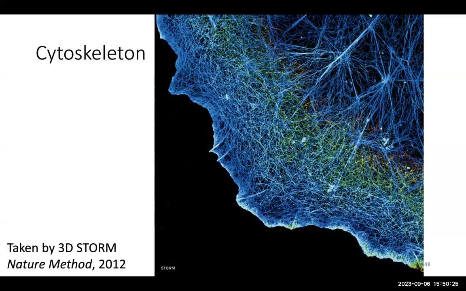Okay, here you can see different colors, the blue and green and red and yellow. Those different colors represent different heights. So this is the XY plane, but pointing outward to the screen is the Z dimension. So here the color denotes the Z axis locations. And you see here there are many single filaments, and this cell is a cancer cell. They are migrating.